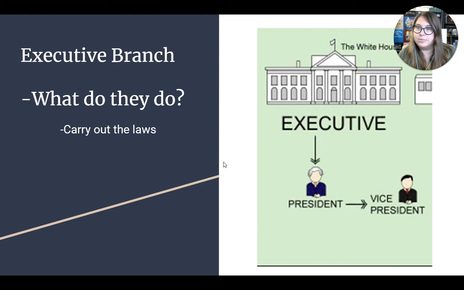So let's think about something to do with education. Let's say that there is a new law that is passed that says children need to stay in school until they're 20.